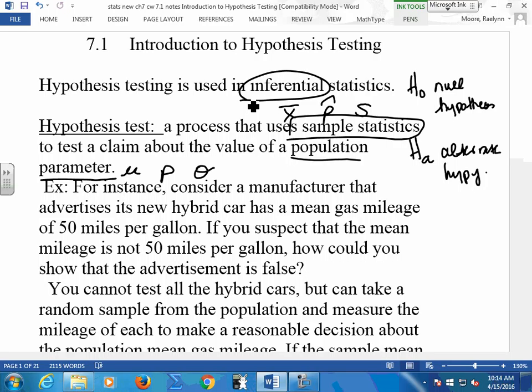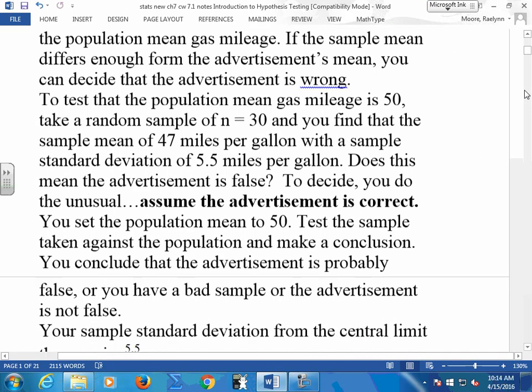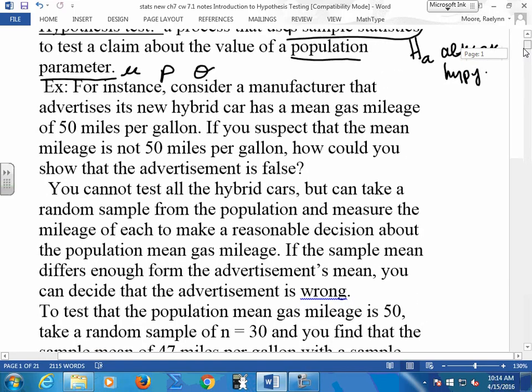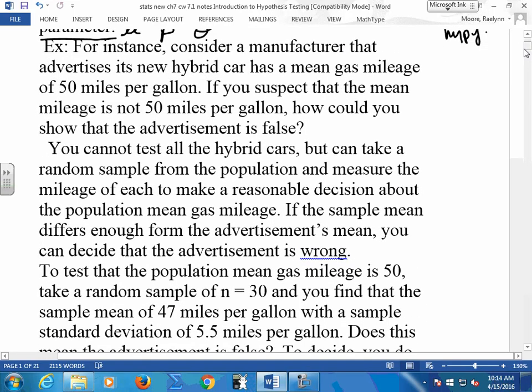So they give you a little example to read. I didn't give you this example. I thought we would just read this together. So here's a good, for instance. This is what we're going to be doing with this. For instance, consider a manufacturer that advertises its new hybrid car has a mean gas mileage of 50 miles per gallon. He's saying his mean gas mileage is 50 miles per gallon. That's a lot, isn't it? Even though it's a hybrid. So you suspect that it really is not 50 miles per gallon. So how could you show that this is false?